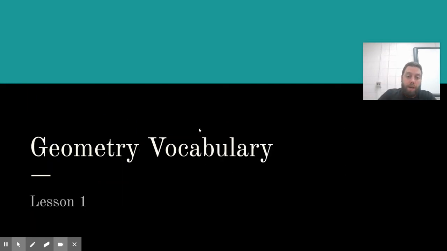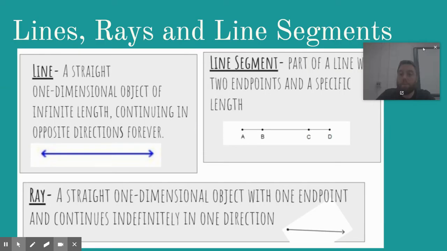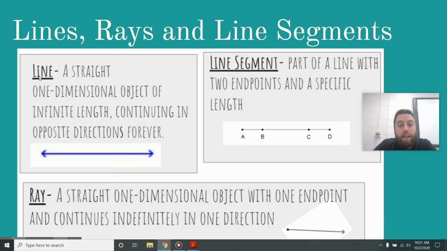Okay. Now, we need to talk about a little geometry vocabulary. The first couple of things we need to talk about are lines, line segments, and rays. A line is a straight one-dimensional object of infinite length. Infinite means it goes in each direction forever. It doesn't stop, continuing in opposite directions.